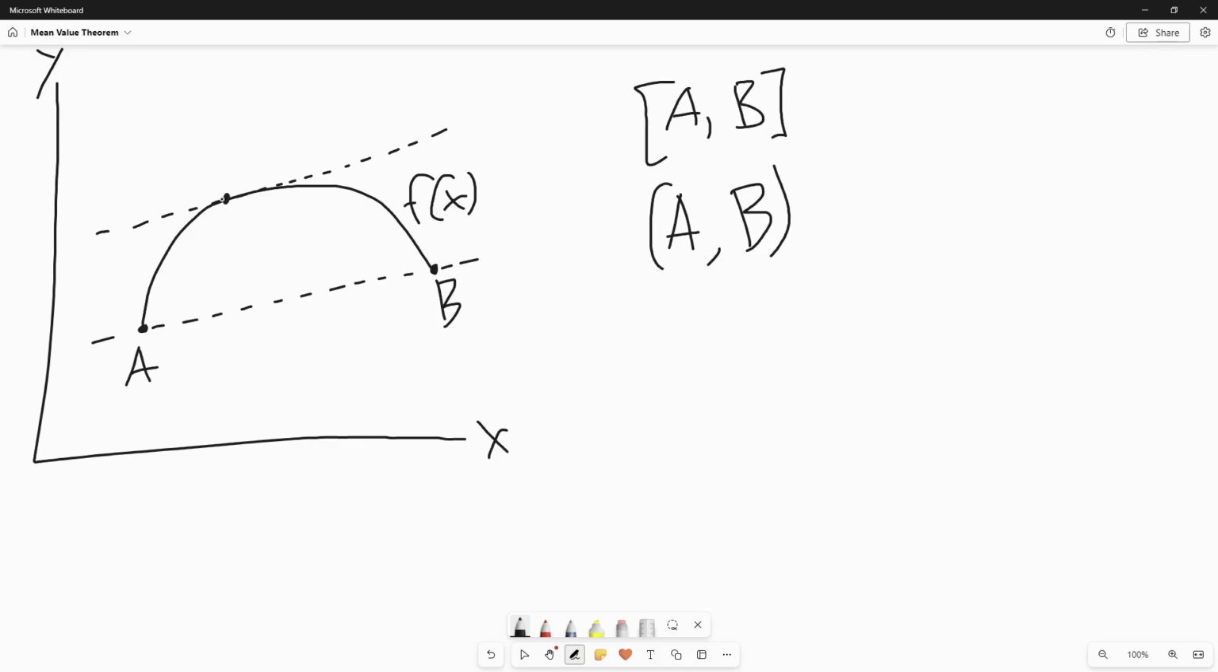So if f of x is differentiable from a to b, so no asymptotes, no vertical tangent lines, which means no cusps or corners, then there is a point c inside the open interval a comma b that has the same slope, or the slope of the tangent line or derivative at that point, as the secant line. So these should be parallel. And the theorem does not give you what the point c is, but it guarantees that there exists a point c, and we're going to learn how to find that point c.